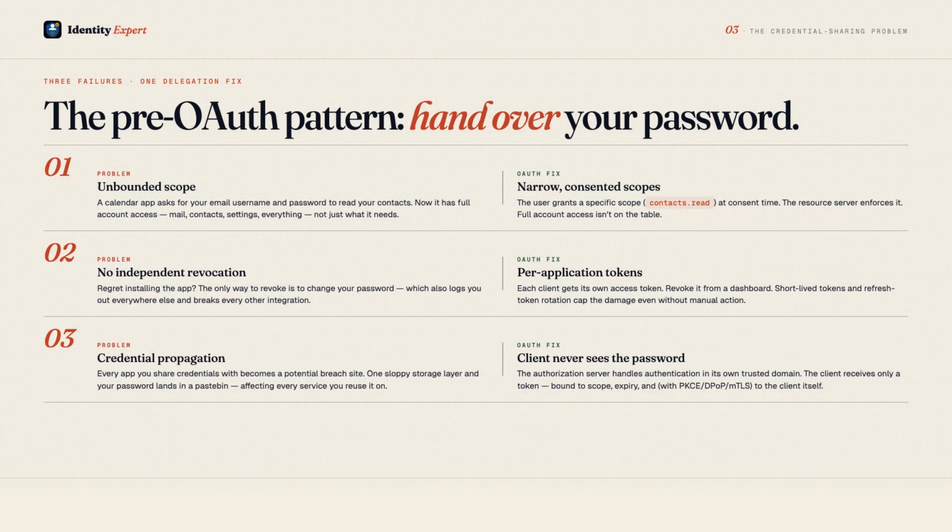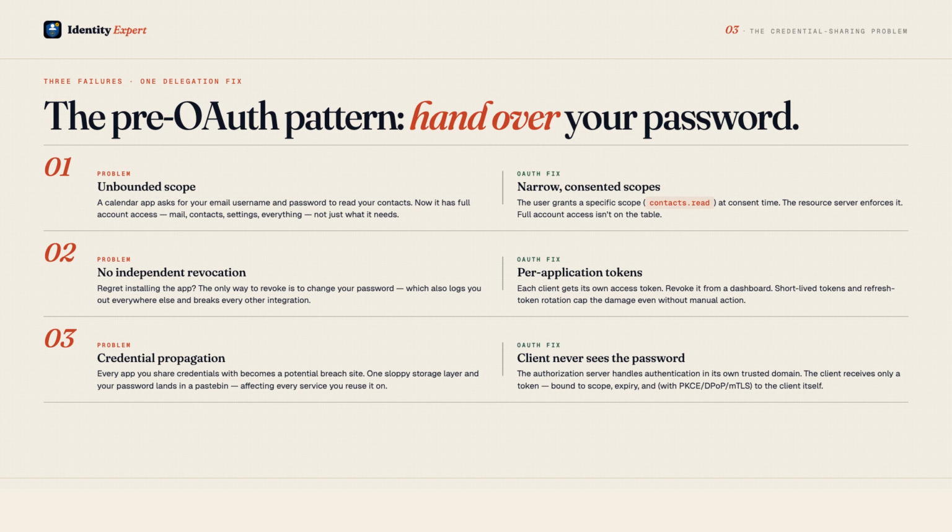Let's be precise about what OAuth 2 replaced. The credential-sharing anti-pattern worked like this. You want to give a calendar app access to your email contacts. The app asks for your email username and password. It logs in as you, reads your contacts, and stores your credentials for future use. 3 things go wrong immediately. First, scope. The calendar app has your full account access, not just contacts. It can read your email, delete messages, send on your behalf. You never agreed to that.